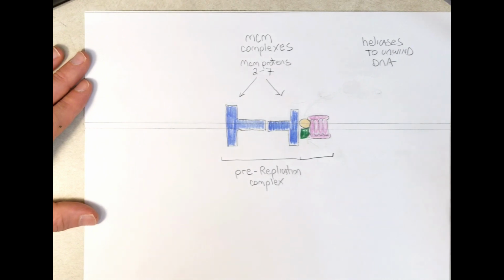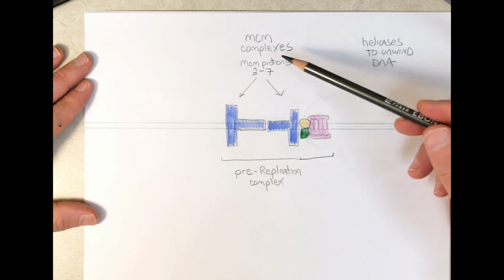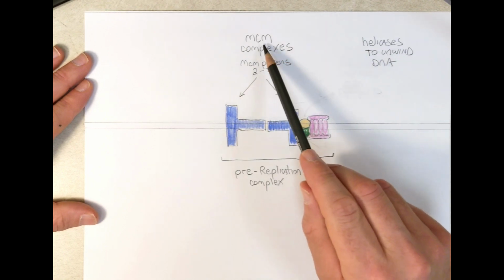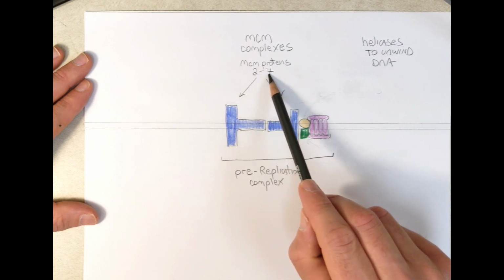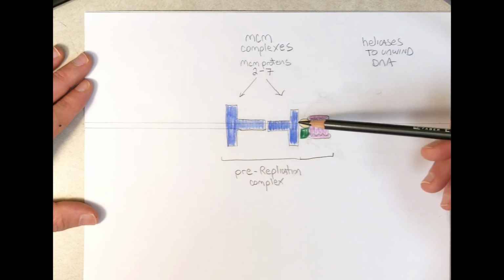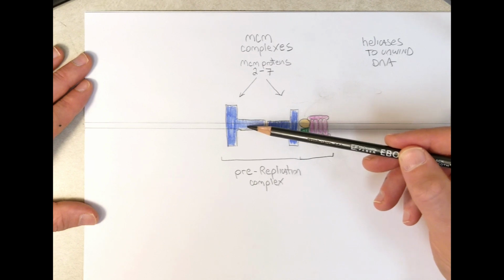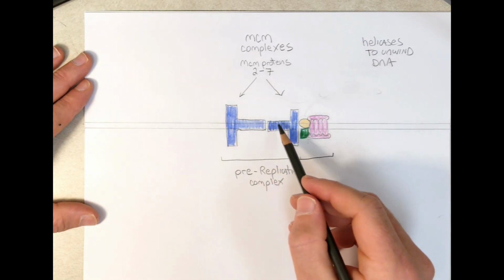So after CDC6 and CDT1 bind, they can help load on the MCM complexes. These are made up of MCM proteins 2 to 7, so that's 6 proteins in total on each side. Here we'll have 6 MCM proteins, 2 through 7, over here, and 6 over here. These are the helicases that will unwind the DNA during replication.